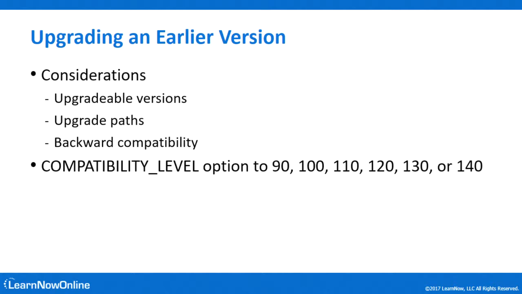So what you can do is set the compatibility level option to 90, 100, 110, 120, 130, or 140. Those different values correspond to 90 for SQL Server 2005, 100 for SQL Server 2008, 110 for SQL Server 2012, 120 for SQL Server 2014, 130 for the Azure SQL database, and 140 for SQL Server 2017, the next version. And the way you do this is you execute an ALTER DATABASE statement to set the compatibility level for that database to whatever version number that you want to retain that database as.